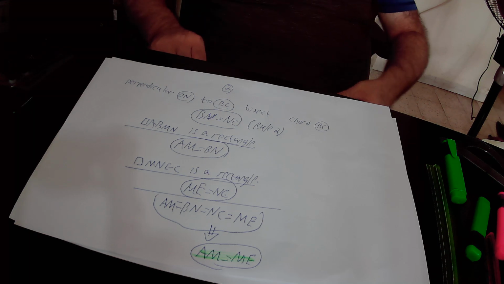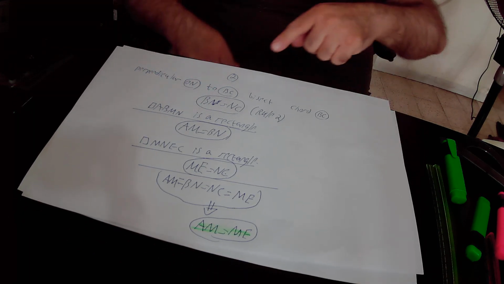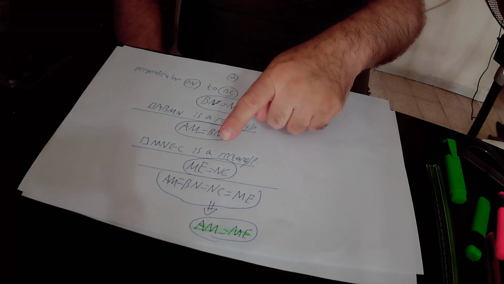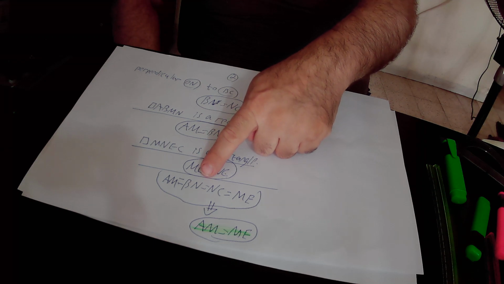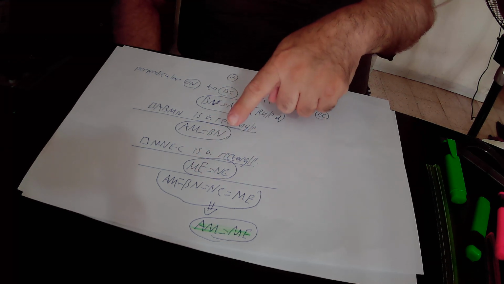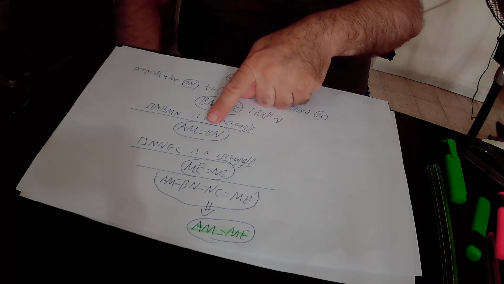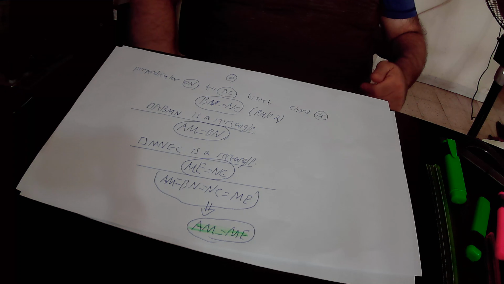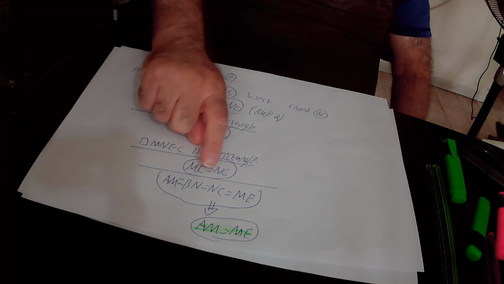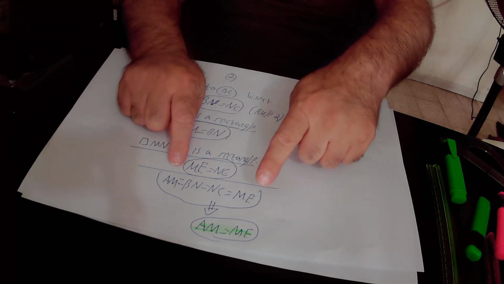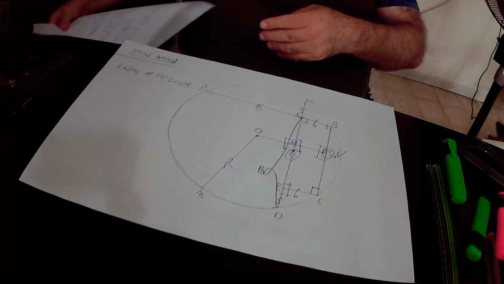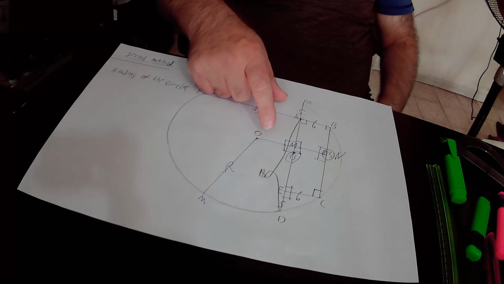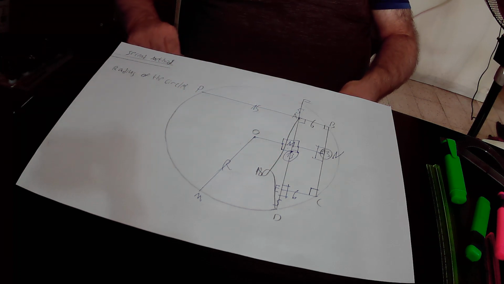So we can summarize what we did until now. According to rule number 2, we found out that BN equals NC. We also found out that BN equals AM, so we can write here that BN equals AM. And we already found out that NC equals ME, so we can write that NC equals ME. So from this long equation, AM equals BN equals NC equals ME, we derive that AM equals ME. Here, side AM equals side AE. Okay?